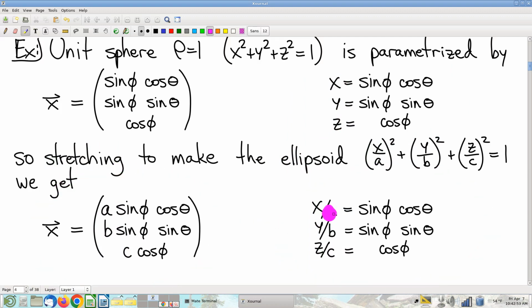This a here cross multiplies to be a multiplicative factor on the right-hand side. So this is just kind of two different versions of the same thing. So take your pick, whichever one you like better.